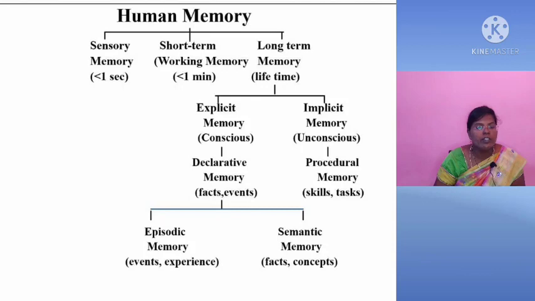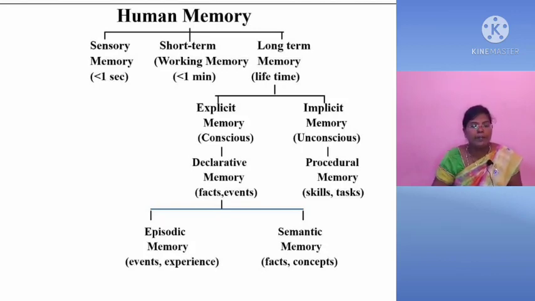First one, sensory memory. Sensory memory lasts for less than 1 second. Short term memory is working memory. We are working, so it will last for less than 1 minute. Long term memory will last for a lifetime. We can remember whatever events have happened in our lifetime. But this long term memory is again subdivided into two branches: the first one is explicit memory and the second one is implicit memory.